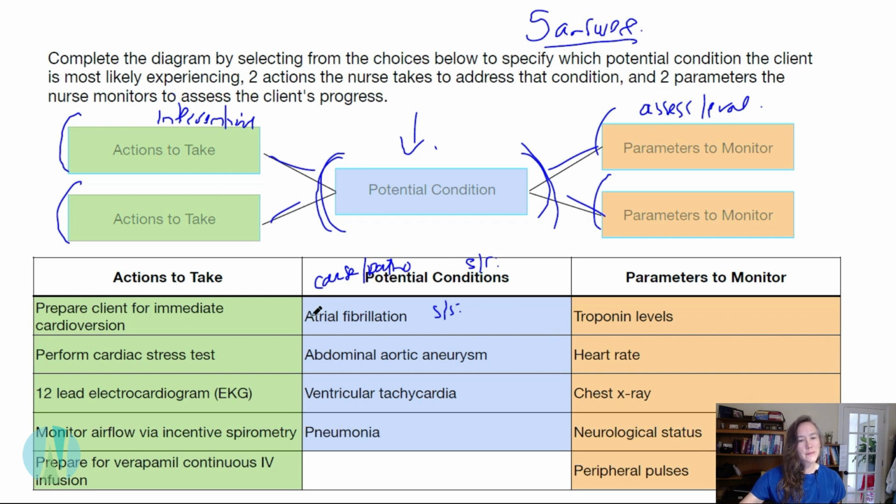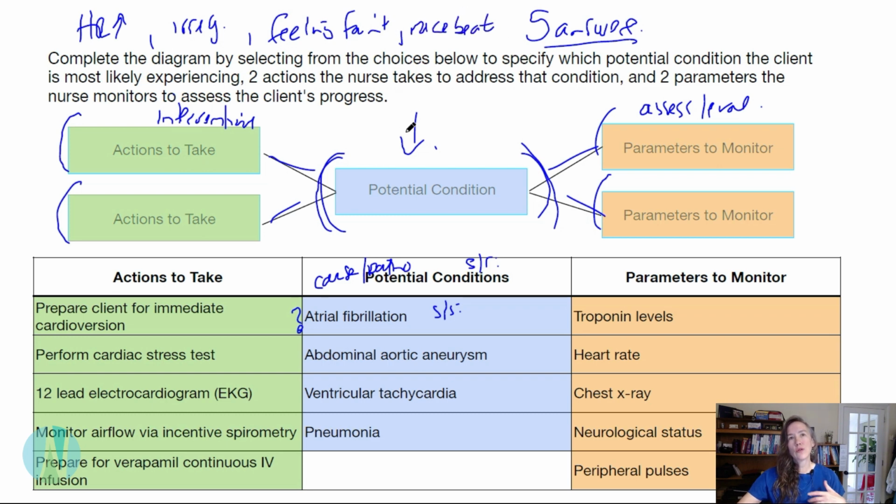Now, I'm not sure about AFib, so I'm just going to question it, but it is a heart problem, and it sounds like they're having a heart issue. Remember, what did they have? They had a high heart rate. They had an irregular heart rhythm auscultated. They are feeling faint, and they have a racing heartbeat. And I want you to know too that you can always go back to those notes if you need to.